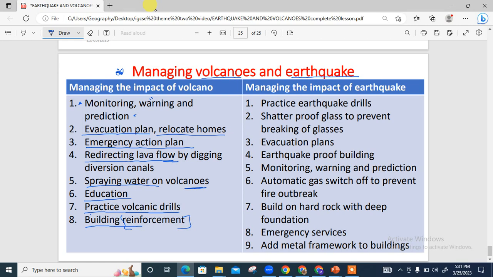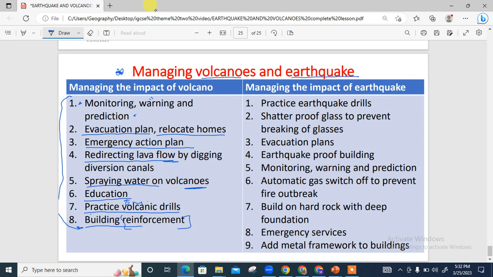Now, in the exam, let's say if they ask you how do you manage earthquakes, you see all the content here for managing volcanoes. Outside writing instead of writing volcanic drills here, you can write practice earthquake drills. Education is similar to what you do to manage an earthquake. So you just need to know at least 5 of them. If you want to know 5 that are similar in both, you are good.